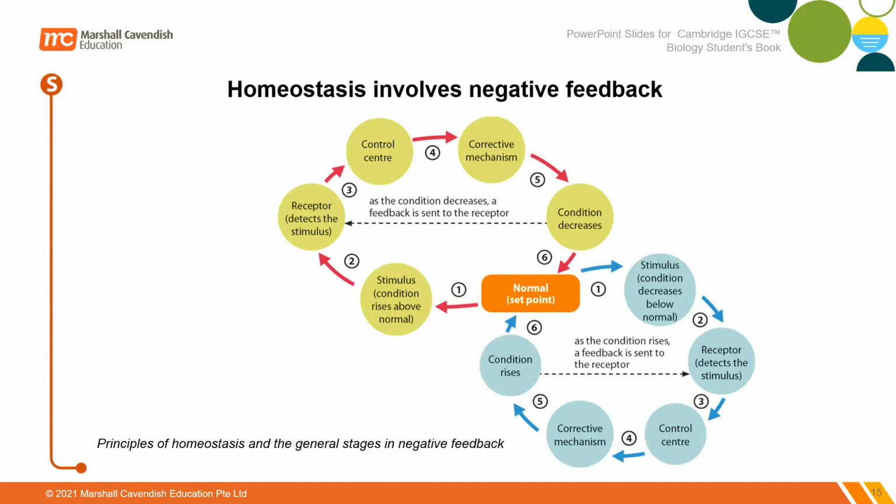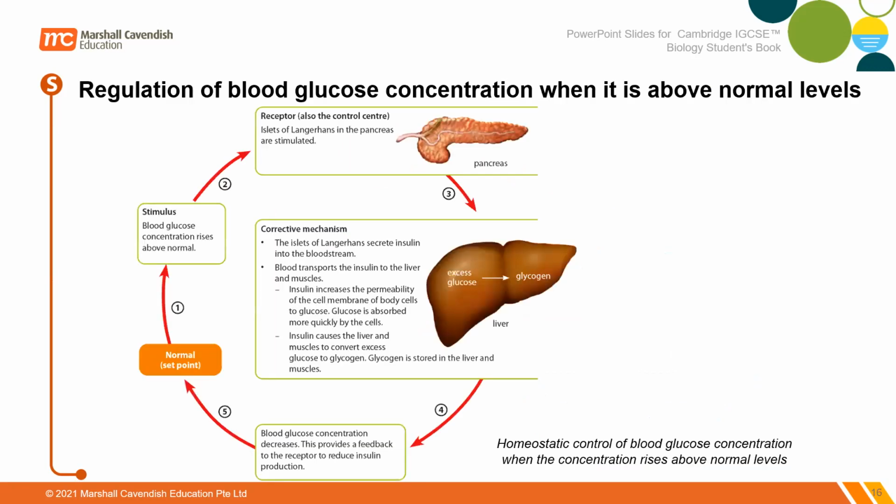Okay, this is the mechanism of negative feedback, how we return back to the normal conditions. If receptors detect a specific stimulus and send a message to take an action, how will this action be cancelled by another action? So this is homeostasis, and this is called negative feedback.